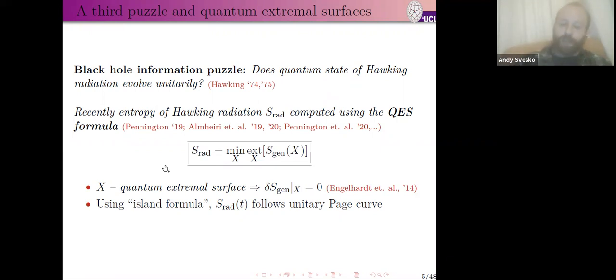We'll take as a definition that a QES is the codimension 2 surface which extremizes the generalized entropy. This is how it's normally described in the literature. And it's in fact a variant of the QES formula, known as the island formula, that computes the Hawking radiation as a function of time. It was argued and shown back in 2019 and 2020 that it seems to follow a unitary Page curve, which addresses the black hole information puzzle. I'll say more about this later if we have time.